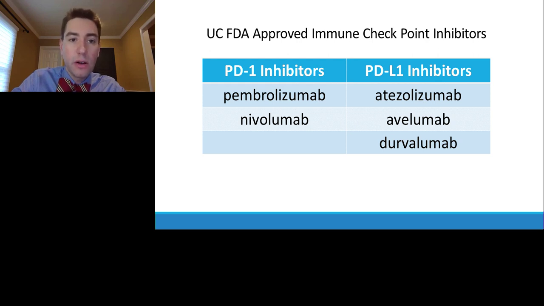All 5 of these are approved in the second-line setting after progressing on cisplatin. Pembrolizumab and atezolizumab are approved also for those that are unable to receive cisplatin in the first line, with the caveat of having PD-L1 expression. And I'll also discuss further, recently pembrolizumab was moved up even in the earlier setting with FDA approval in non-muscle invasive bladder cancer.